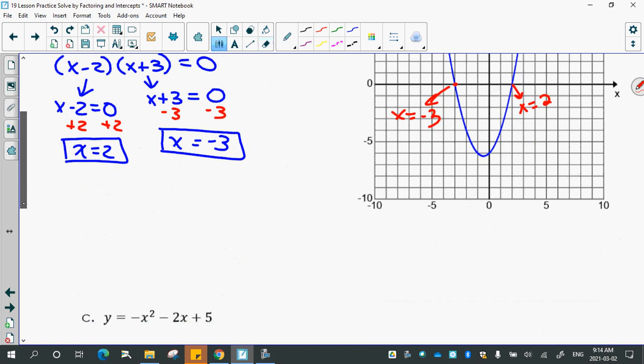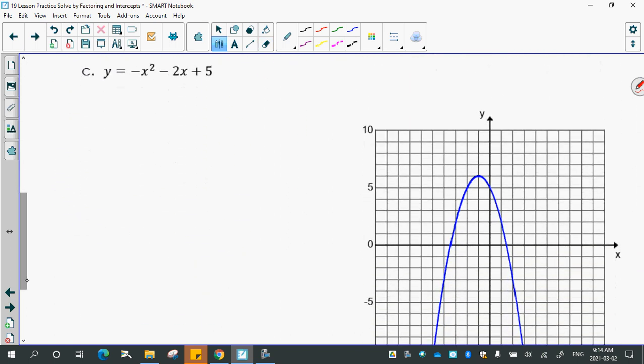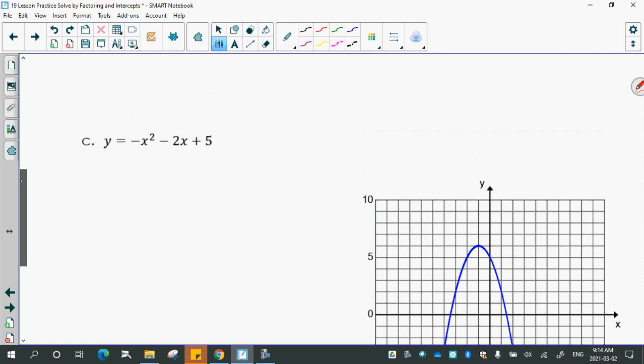So for C, notice how my intercepts aren't on corners. Notice that? So what's going to happen is probably not going to end up being factorable. But we're going to use the same approach where we set y equals 0 and solve for x.